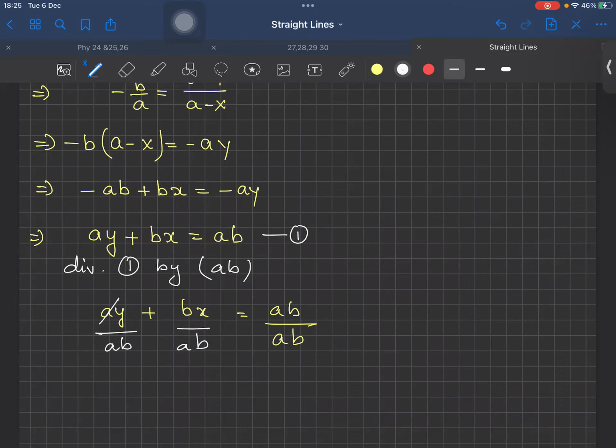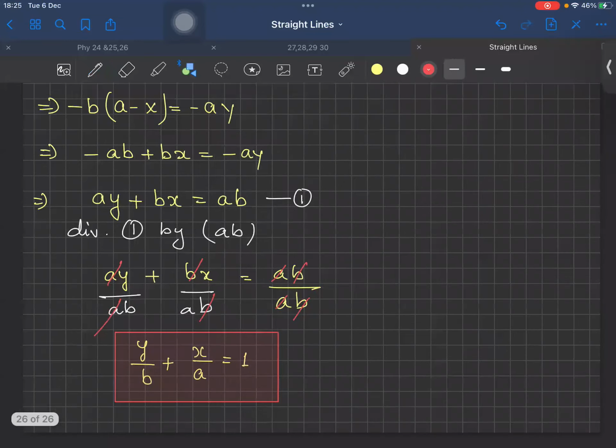So now, can we cancel out these terms? A and A, B and B. Fine? Okay, so this will become Y by B plus X by A is equal to 1. So this is your equation of straight line in intercept form. Now see, A is your x-intercept and B is your y-intercept. Got it? Understood.